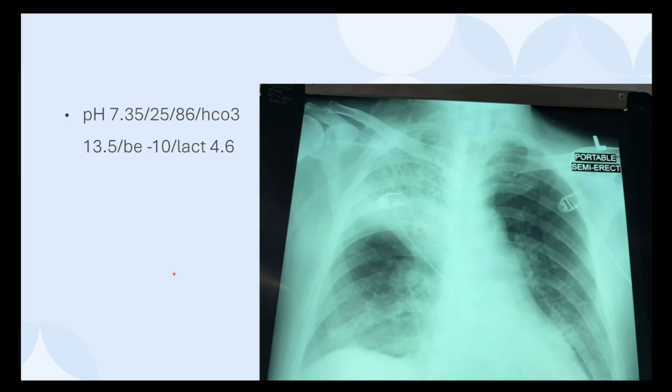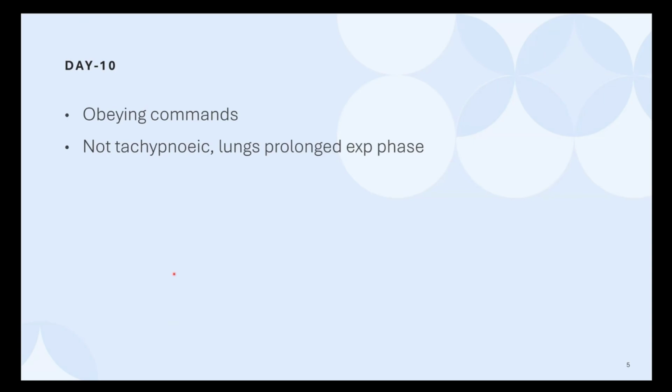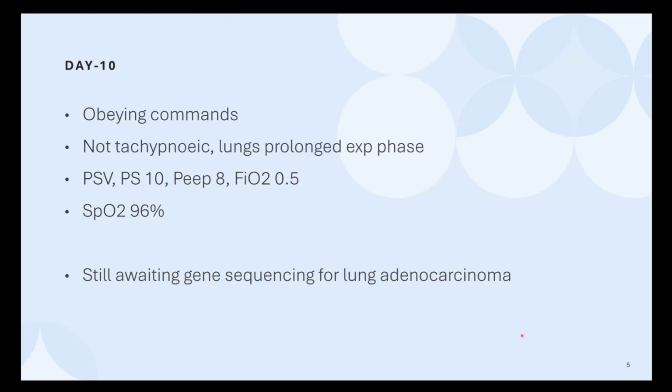We intubated him and treated him, but we couldn't really treat the lung mass because we were still waiting for the respiratory team's decision and investigation. On day 10 of illness, he's obeying commands, not tachypneic. Lungs only have some prolonged expiratory phase. He's on PSV with low settings, FiO2 0.5, pressure support 10, saturation 96% under those settings. Bear in mind that the family said before coming to the hospital, his saturation was about 90% on room air at home, so he was okay with that. He was still awaiting gene sequencing for the adenocarcinoma, so they couldn't start treatment yet because they wanted to determine the subtype. So no chemotherapy was given.